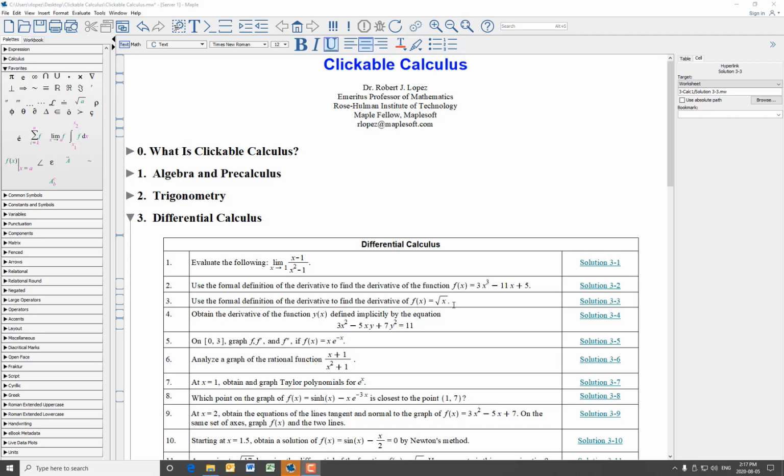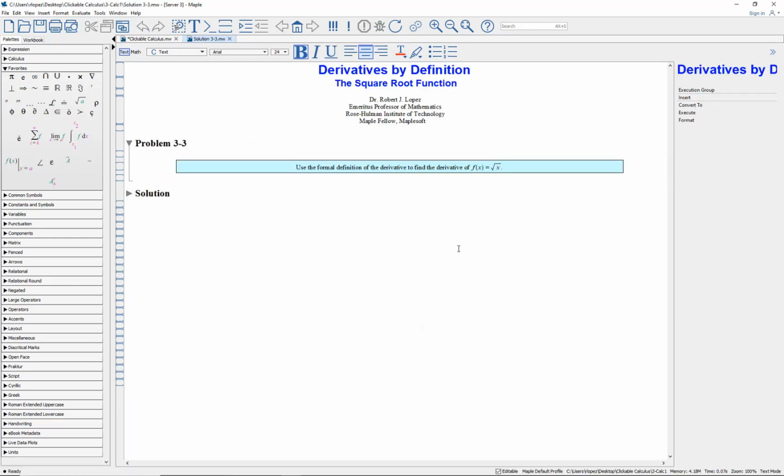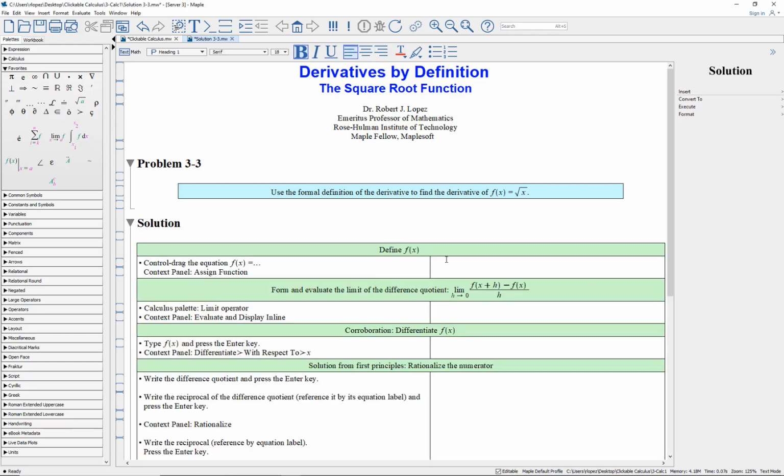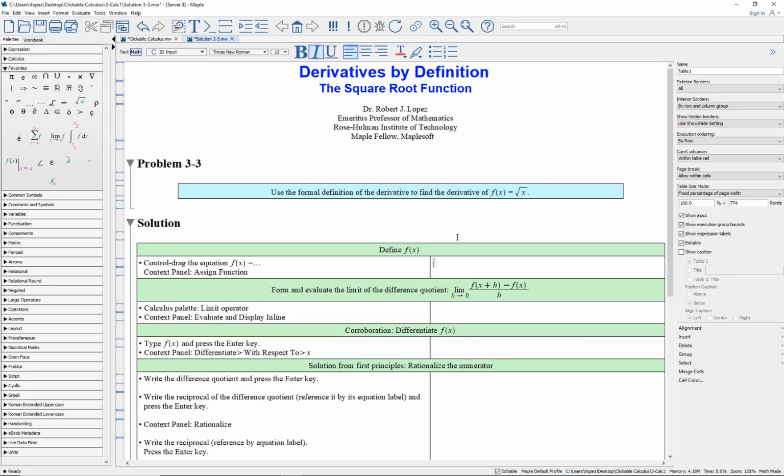So if the function is a square root, you'll find that the algebra that was used for polynomials is not the algebra you used for the square root. So what is the limit of the difference quotient and what is the algebra?